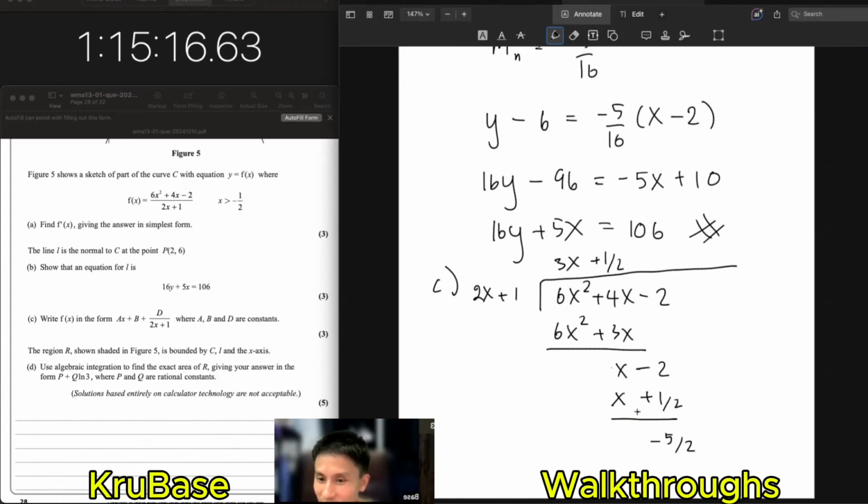This is a bit odd, but okay. Because a, b, d are constants. It doesn't say that it's an integer, so I think we're fine here. Let's double check.